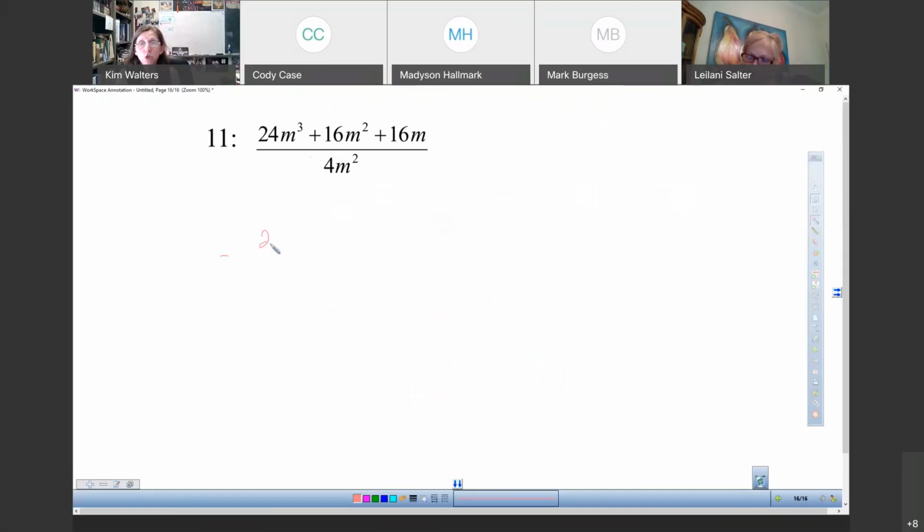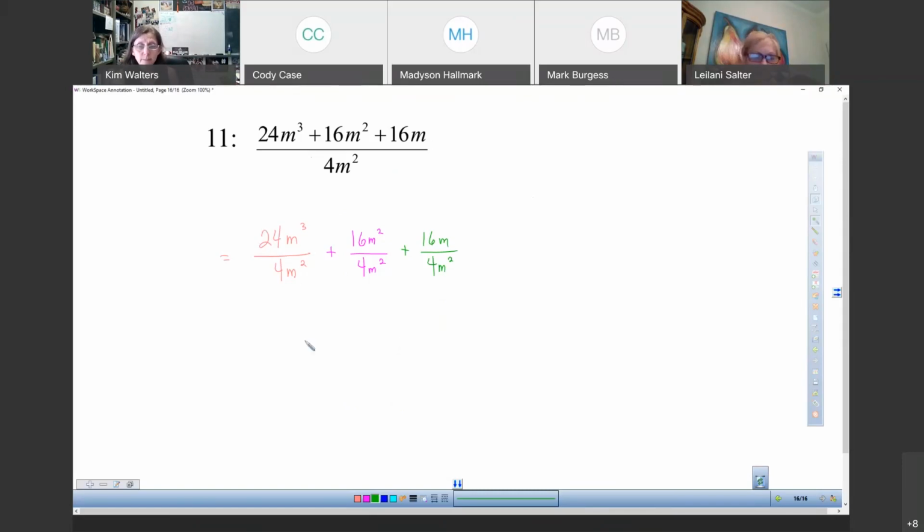So we'll start with 24 m to the third divided by 4 m to the second, and then we'll have plus 16 m to the second divided by 4 m to the second, and we're going to simplify each of these, and then plus 16 m divided by 4 m to the second. So we have to write each piece of this as a fraction over this one denominator. And we can do that as long as the terms in the numerator are added and subtracted, and I have a single term in the denominator.